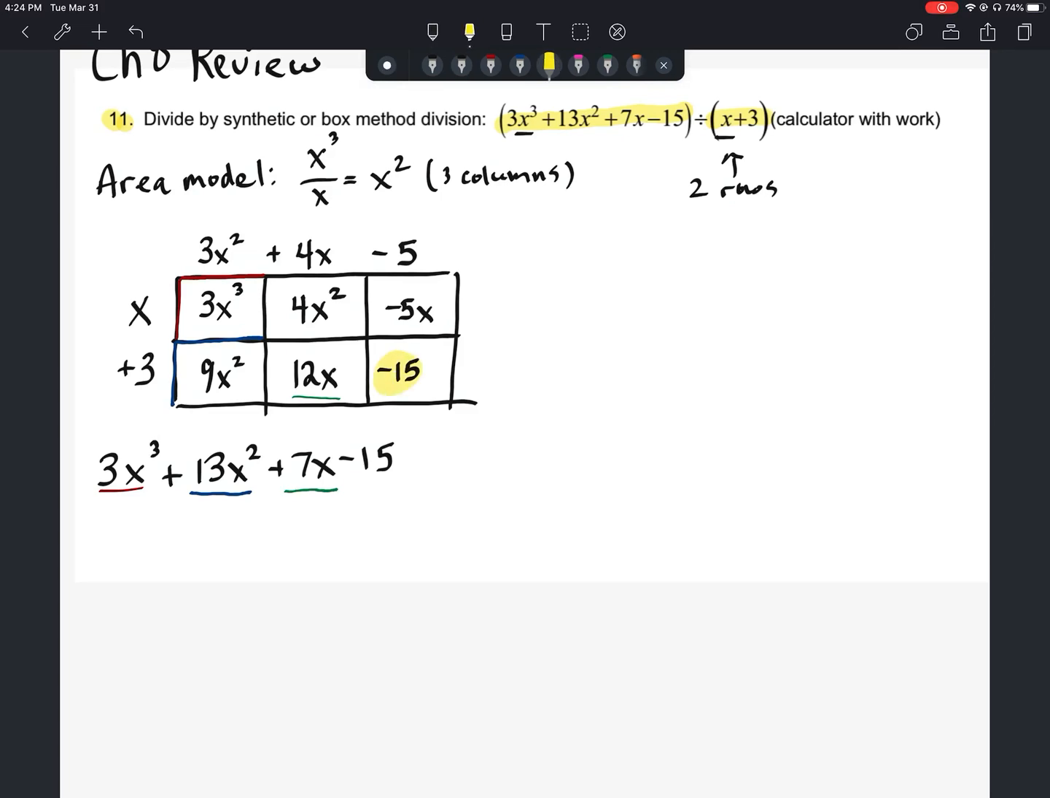And remember, if this matches this, then there is no remainder. So our answer for this one here, when we're doing the division, is going to end up being 3x squared plus 4x minus 5. That is the quotient. Okay, so that was the area model. If we want to do our synthetic division, I'll do that one also, just in case you chose to do that.